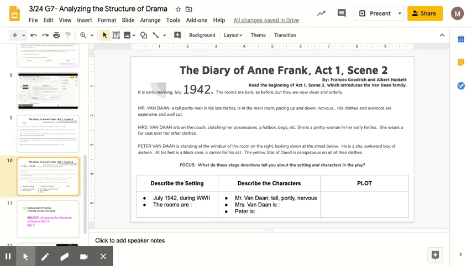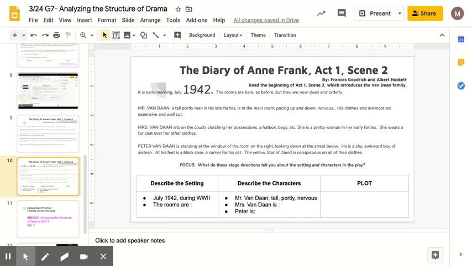We have Mr. Van Daan, and we're given the details that he's tall, portly, and nervous. Portly just means kind of like roly-poly a little bit. Mrs. Van Daan is, find those details. And then how is Peter described? Now you remember that they're a family, so you can infer that they are what, and what, okay?